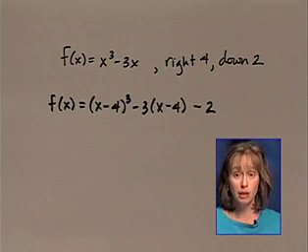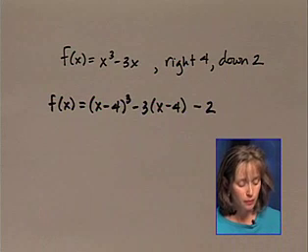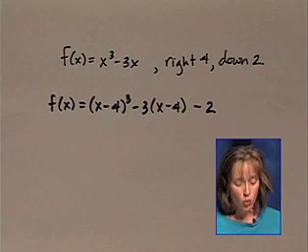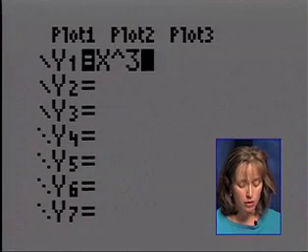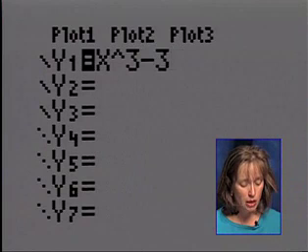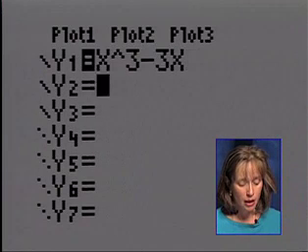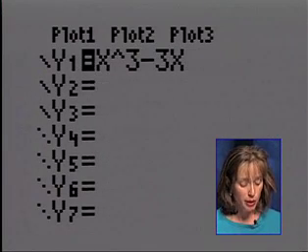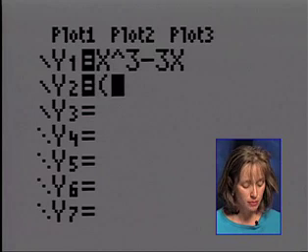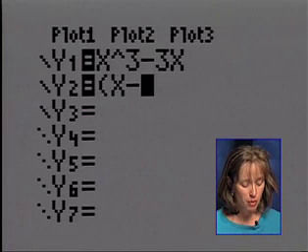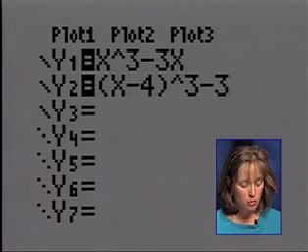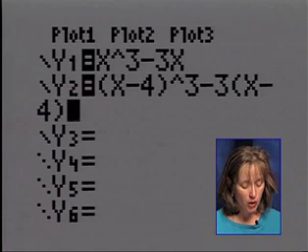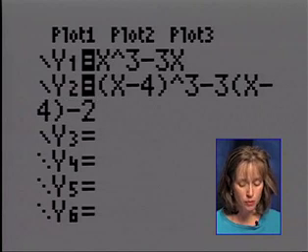Let's use a graphing calculator to help. In y1, I'll put our original function, which is x to the third minus 3x. In y2, I'll put our translated function, which is x minus 4 to the third minus 3 times x minus 4, and then all of that minus 2.